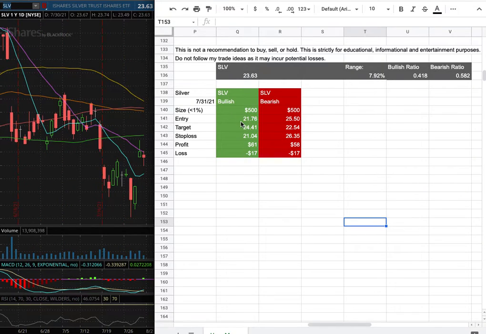As for the trade idea, I'll be trading SLV, and my position size for it is less than 1% of my portfolio. My long entry is at $21.76. My sell target is at $24.41, and my stop loss is at $21.04.